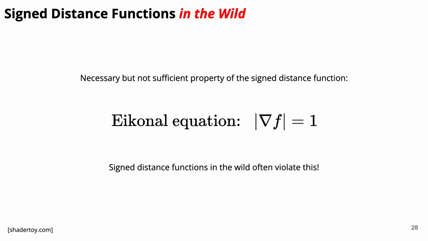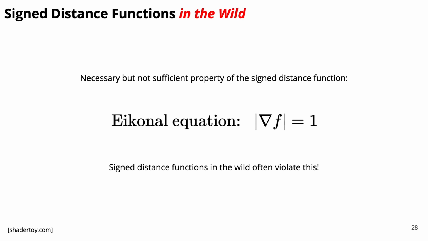Signed distance functions collected in the wild can have a number of issues. We call these signed distance functions, but oftentimes, signed distance functions in the wild don't actually represent the nearest distance to the surface. One mathematical property which is necessary but not sufficient for the signed distance function to be an actual signed distance function is the eikonal property.